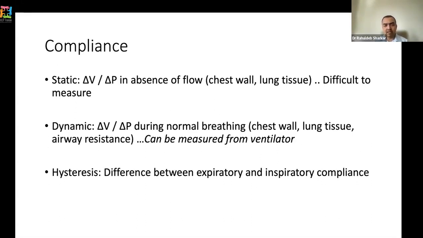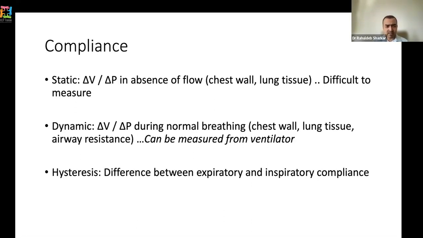What we end up measuring mostly is the dynamic compliance, which is the change in volume per unit change in pressure. Essentially, you see what the tidal volume is and divide it by the driving pressure. That gives you some kind of dynamic compliance, and it changes breath to breath always. The additional factor on top of static compliance in dynamic compliance is the airway resistance, obviously. If the airway resistance is very high, then the compliance is obviously affected.